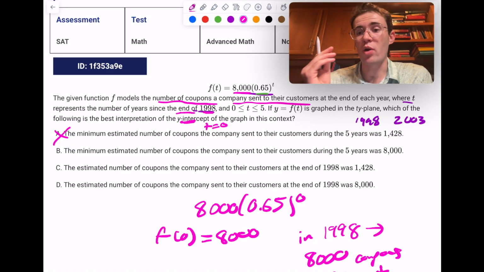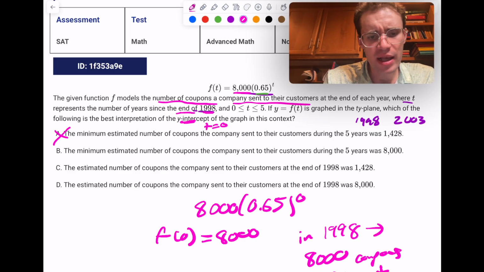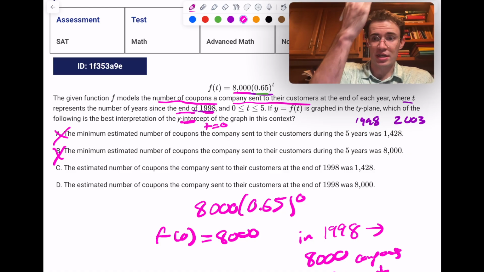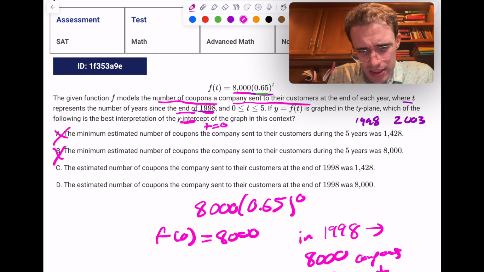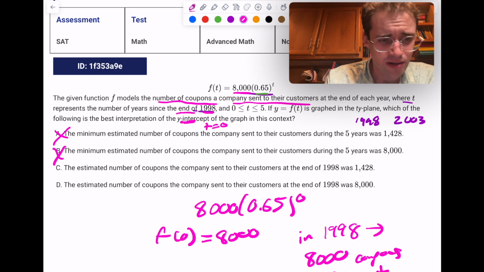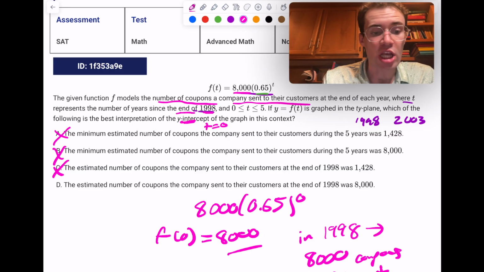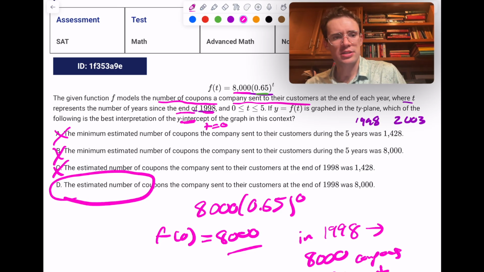The y-intercept is when the x value, or the input value, in this case t, is equal to 0. The minimum estimated number, it doesn't do the minimum. Actually, that would be the maximum, right? Since it's decaying each time, the start is the most, and it's going down each year from the start. The estimated number of coupons the company sent to their customers at the end of 1998 was 1428. No, we said it was 8,000. And the estimated number of coupons the company sent to their customers at the end of 1998 was 8,000. Good. So D will be our answer. The other ones don't make any sense.